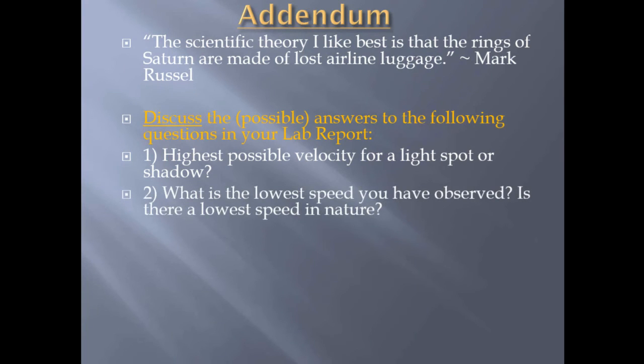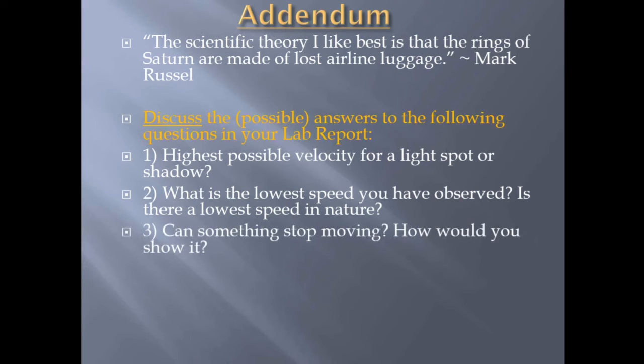What is the lowest speed you have observed? Now, based on your observation, what is the lowest speed you have observed? How small is it? Give me a number. And is there a lowest speed in nature? Is there a speed that is not 0 meters per second? It's above 0 meters per second, but it's considered the lowest speed in nature. What would that be? Also, can something stop moving? And how would you show it? How would you show something is not moving? Can something stop moving?